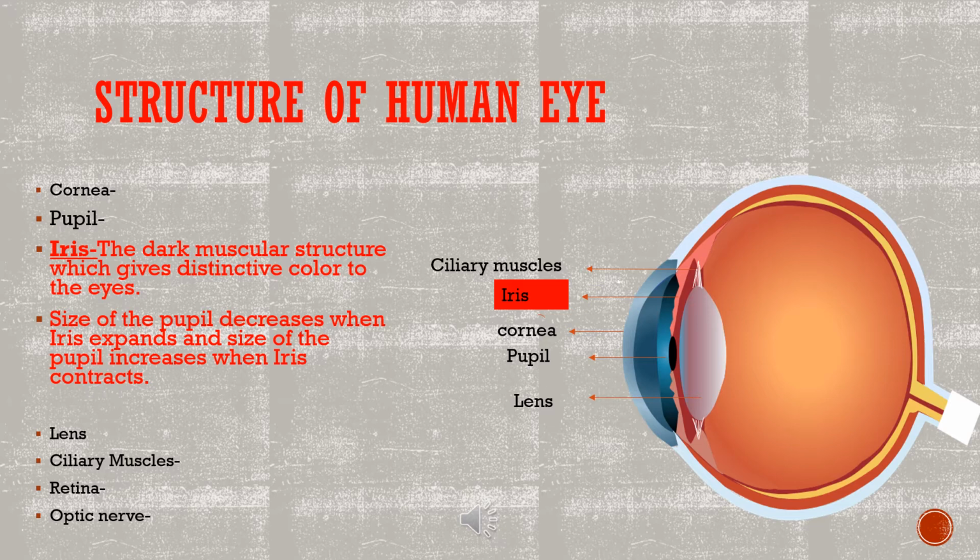So the size of the pupil is adjusted with the help of the iris. Once again, the definition for iris: it is the dark muscular structure which gives distinctive color to the eyes. What is its function? It helps the pupil to adjust its size to allow enough light into our eyes.